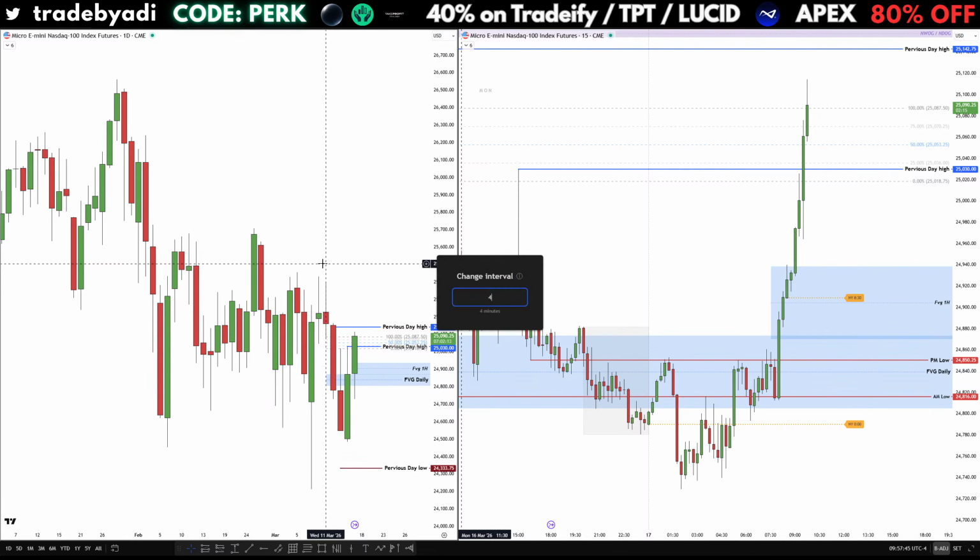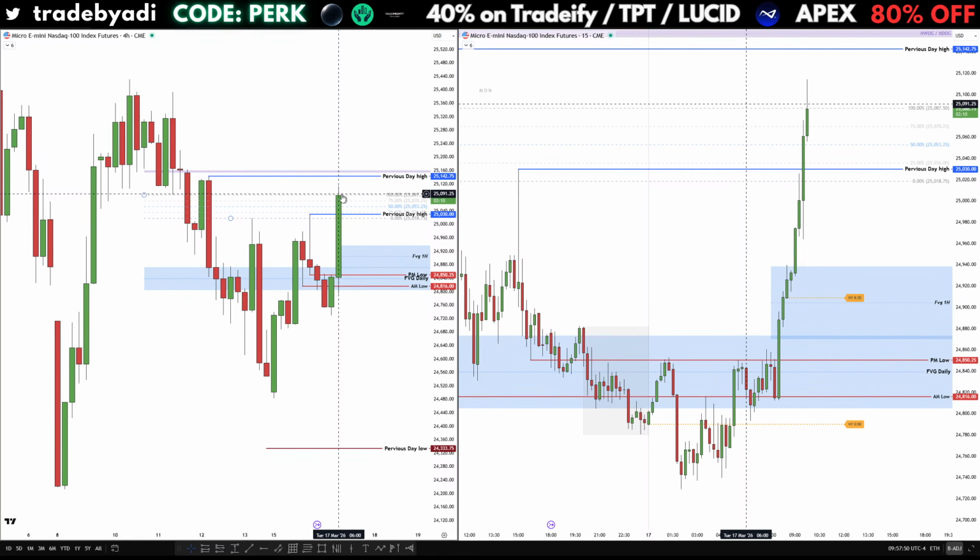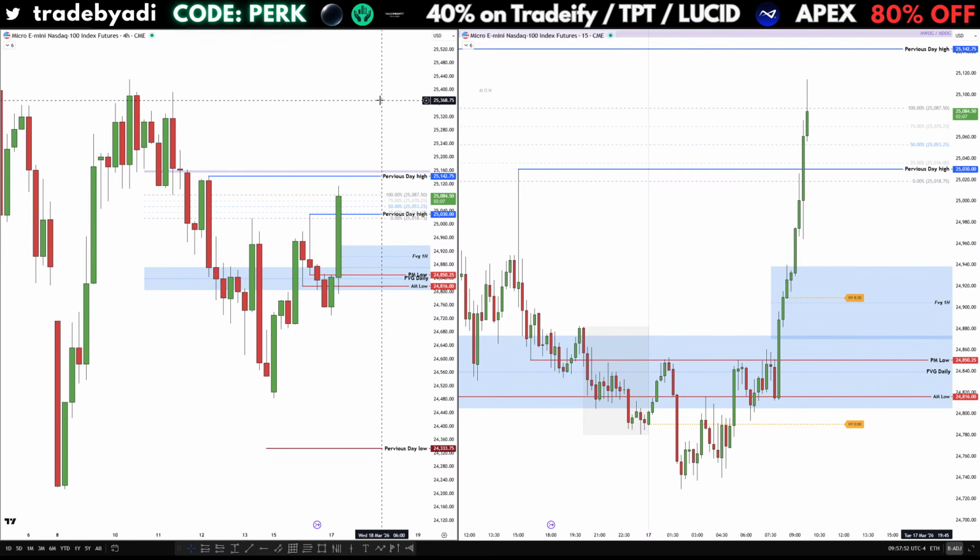Let me see the 4 hour candle also. This is the 4 hour candle. Most likely this with the open, low, high, close.